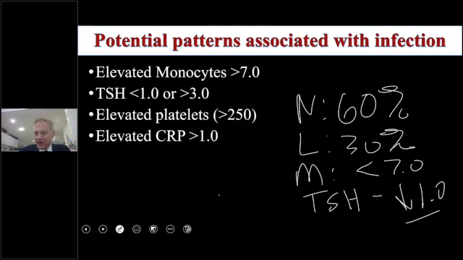Now, if it's above 3, it's really not my first thought, but you can have an infection that will raise the TSH because of the stress it's putting on the system. But that's not as usual. Now, the next thing is elevated platelets. There are what are called toll-like receptors on the platelets. And so toll-like receptors go after microbes.